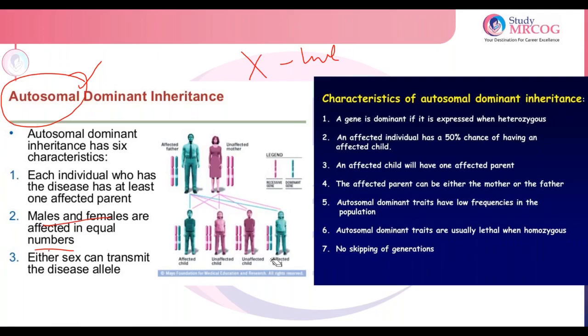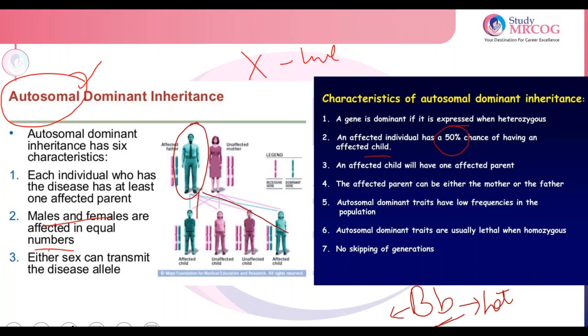So a gene is dominant if it is expressed when heterozygous, as I mentioned about B and B. You remember, right? So B and B, if this is a dominant gene, even though it is heterozygous, they will present as disease. And an affected individual has a 50% chance of having an affected child. Here you can see this person can give 50% of the kids the same disease. They can be either the mother or the father.